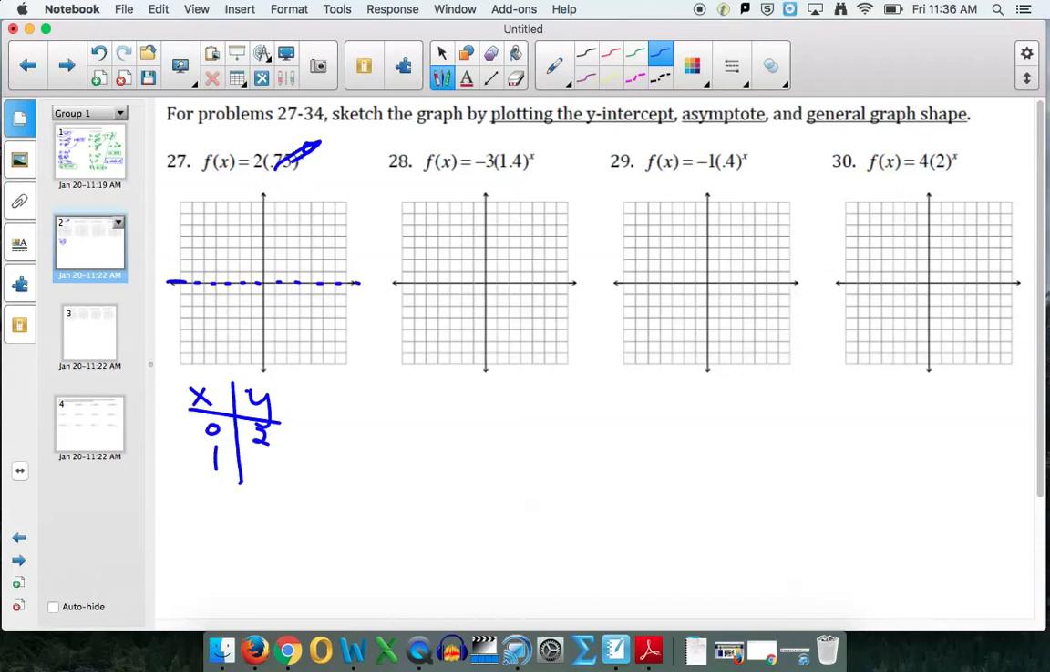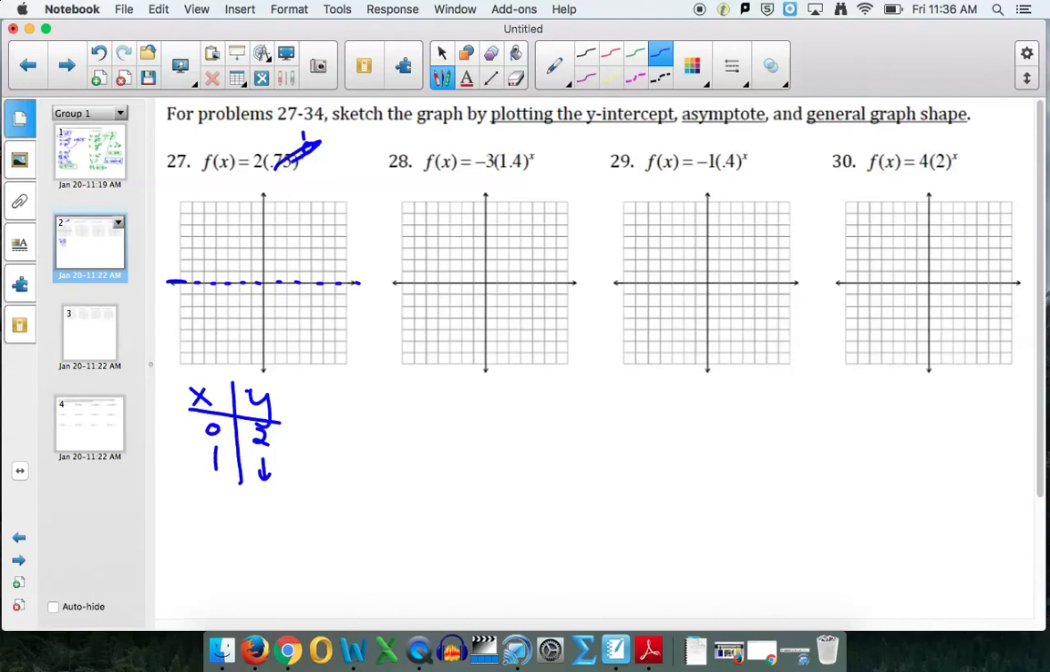Then plug in x equals 1. We get 2 times 0.75 to the first power. You might not know exactly what that is, but if we take 2 and multiply it by 0.75, that number is going to go down. It's going to get smaller.